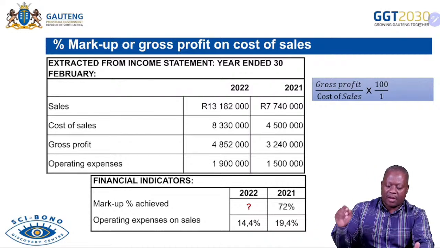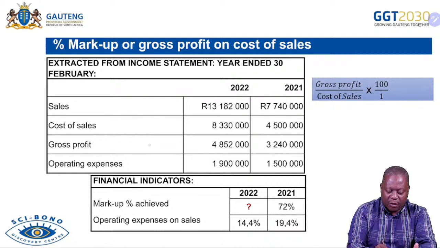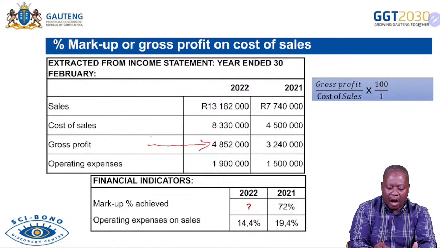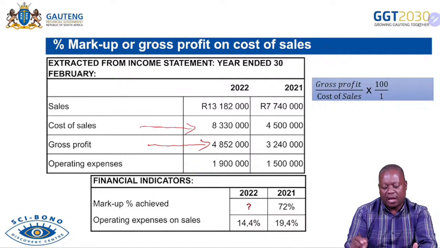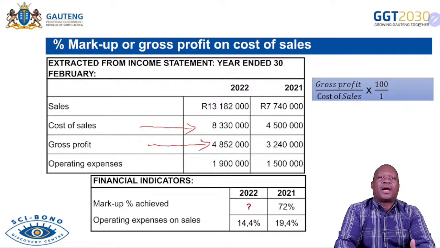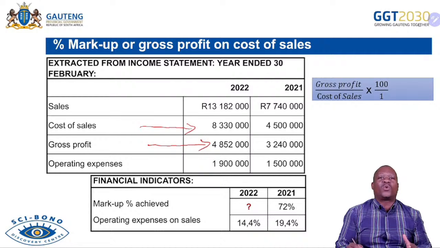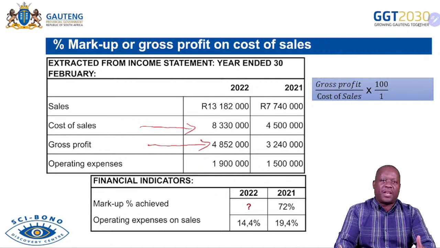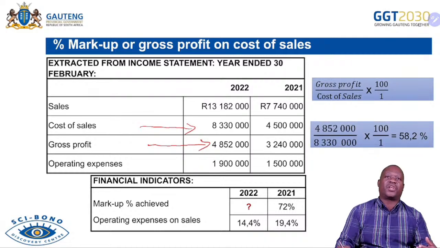So what are we doing here? We are checking how much our gross profit is. There we are, 4,852,000. And then how much is our cost of sales? Here we are, 8,330,000. So it is very important to be in a position to identify the figures that are required in our formula, because what we are just doing is taking the figures into the formula and life becomes very good for us. So we are going to take these two figures into our calculation.